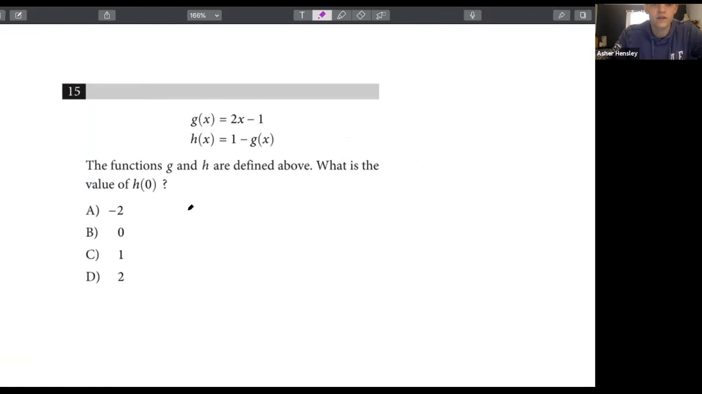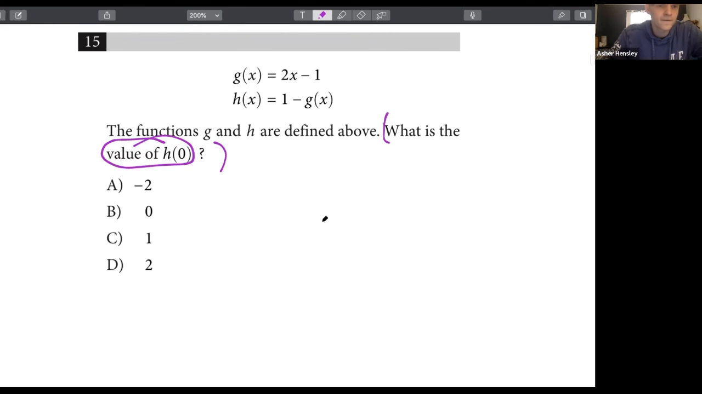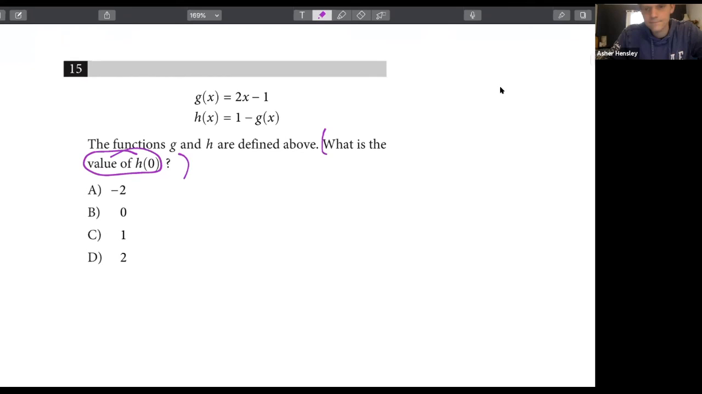Now, on the SAT, this is what this will look like. Functions g and h are defined above. What is the value of h of 0? So what's the key to solving this? Substitution. Good. What are we substituting? 2x minus 1 for g of x. Okay, I like that. But we're looking at h of 0, right? So what does that mean we're doing with g of x? When you're substituting the x, you're going to make it 0. Yeah, right? So these are all x's, and it's h of 0.